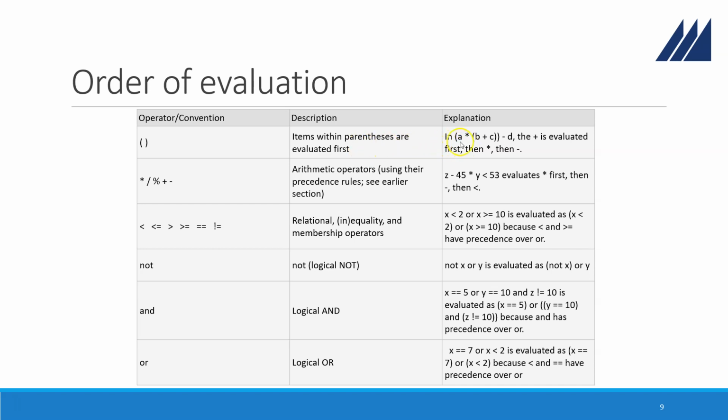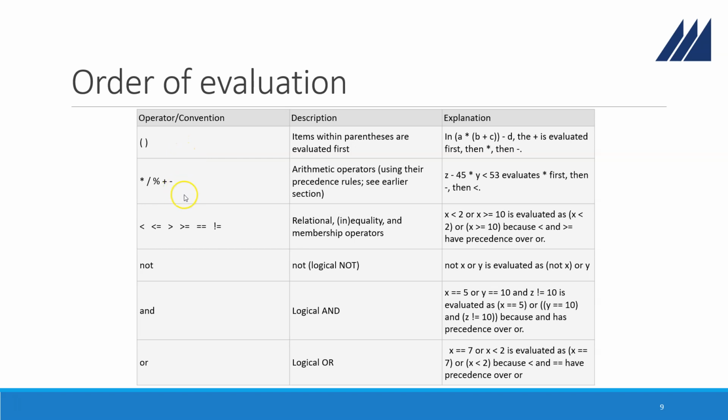Here's an example. Let's assume this is the expression that I have. How is it going to be evaluated? First, we evaluate this parentheses, which has the plus sign. Then we evaluate the bigger parentheses with the multiplication. Then we take the result of the entire left-hand side and evaluate it with the negative, the minus d. So parentheses basically have the highest priority.